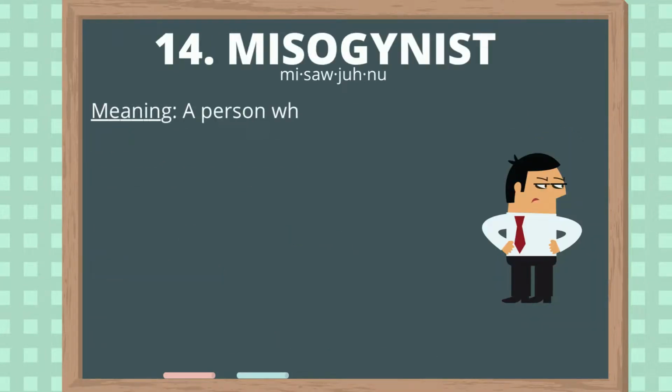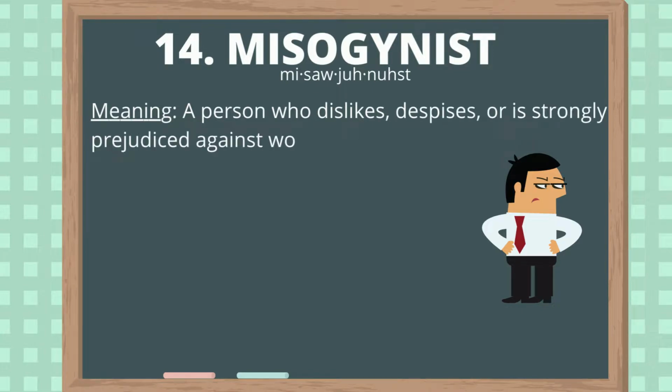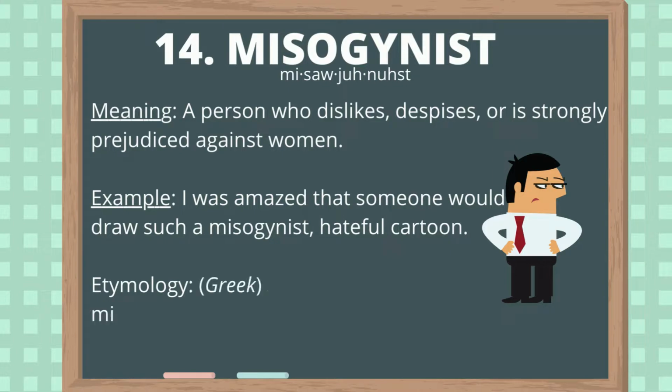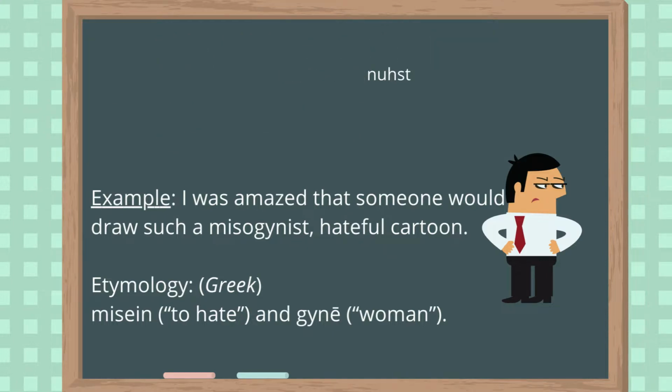Number 14. Misogynist. A misogynist person is someone who dislikes, despises, or is strongly prejudiced against women. For example, I was amazed that someone would draw such a misogynist, hateful cartoon. Misogynist has been derived from a Greek word, misane, which means to hate, and gene, which means woman.